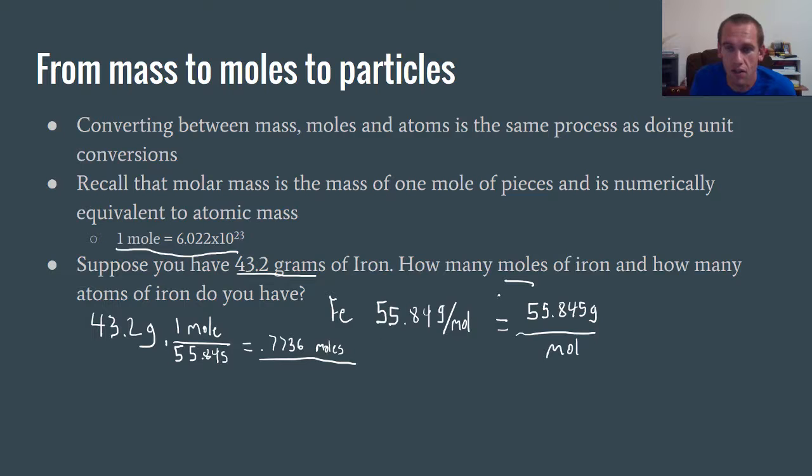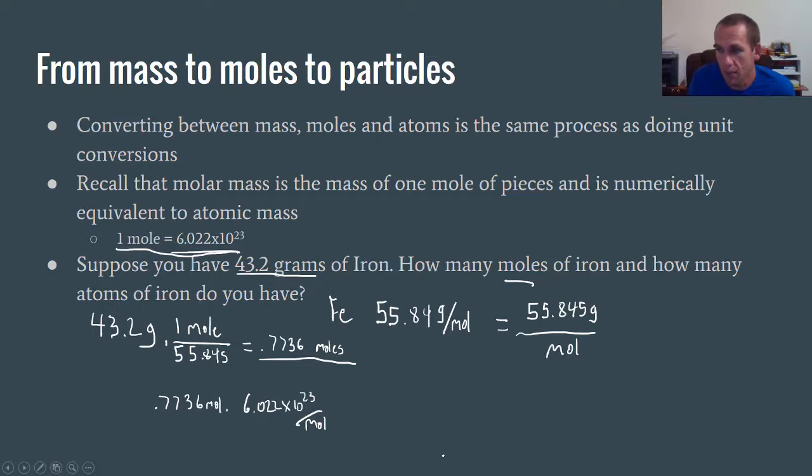Now the next question there is, how many atoms of iron do I have? Well, since 1 mole is 6.022 times 10 to the 23, I can take 0.7736 moles times 6.022 times 10 to the 23 per mole, and this is atoms per mole since I'm dealing with atoms of iron. If it was molecules, then it would be molecules, but this is per mole.